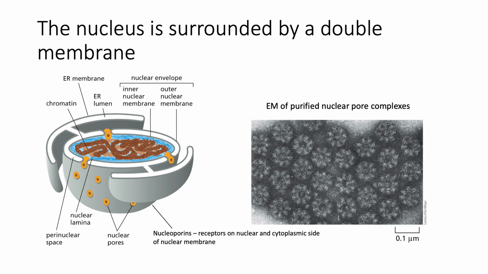So the double membrane structure: the plasma membrane is just a single membrane, but this is a double membrane. There's an inner membrane, an outer membrane, and what's called the perinuclear space, which is the space between the outer and inner membrane. The inner membrane is coated by a protein called the nuclear lamina. It coats the inside of the nucleus along the inner face of the inner nuclear membrane.